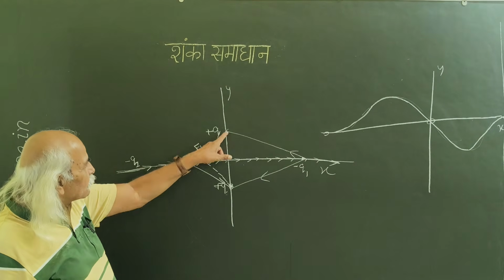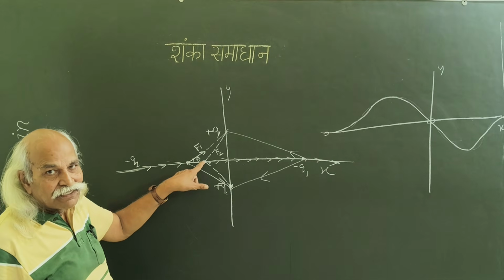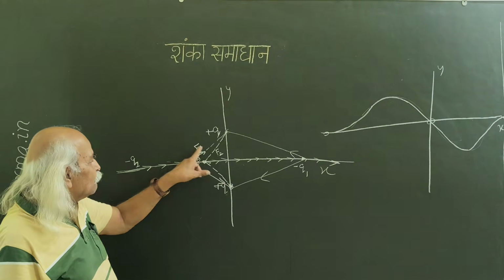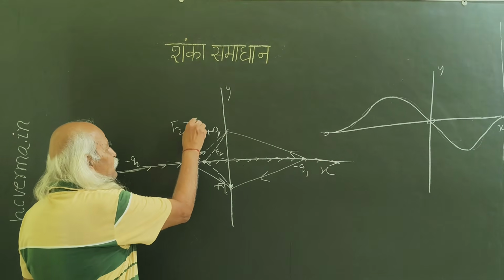All right. When you move from here to here, what happened to the force F, magnitude F? Since it has gone closer, the magnitude has increased. F2 is greater than F1. So the force has increased.